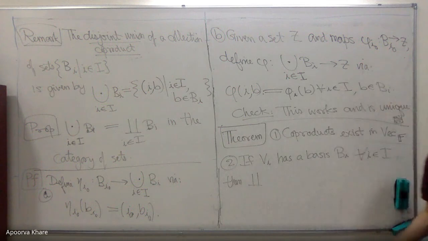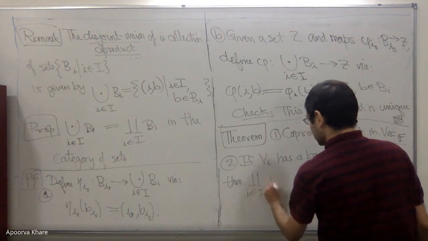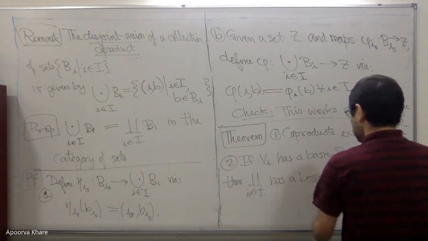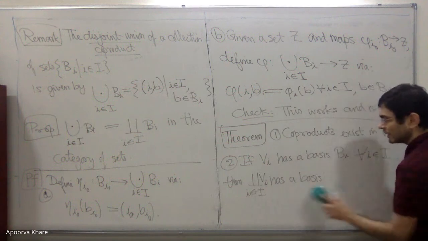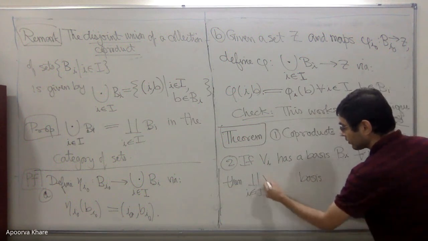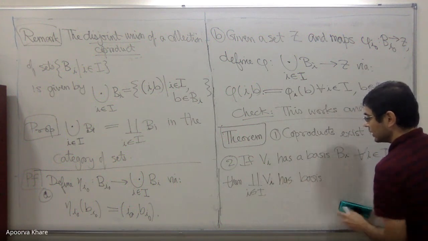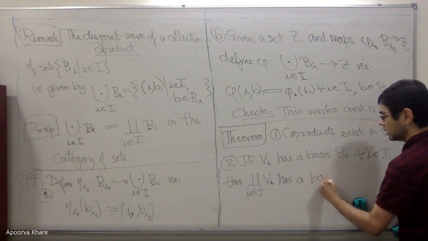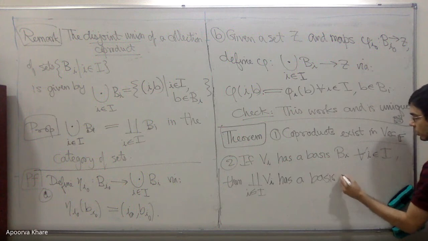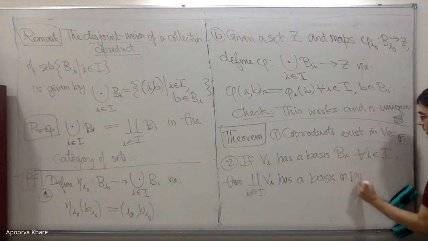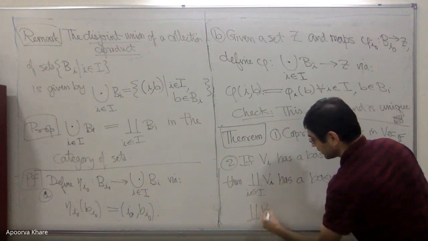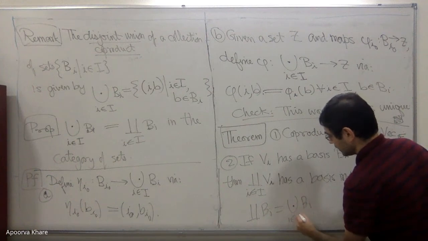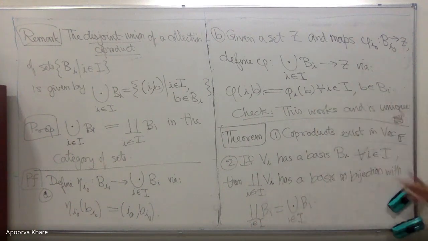the coproduct has a basis. I can't say that the basis is equal to the coproduct of the B_i, because I can have any arbitrary kind of construction of a coproduct. But these are all isomorphic, and similarly the bases are in bijection, they are isomorphic as sets. So I can just say it has a basis in bijection with the coproduct of the B_i, which is the disjoint union of the B_i. That is the theorem we are about to prove.